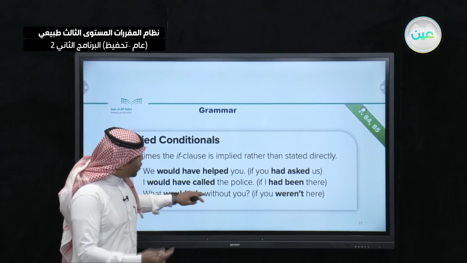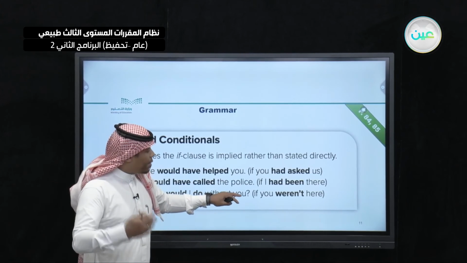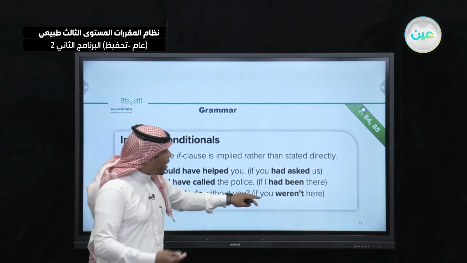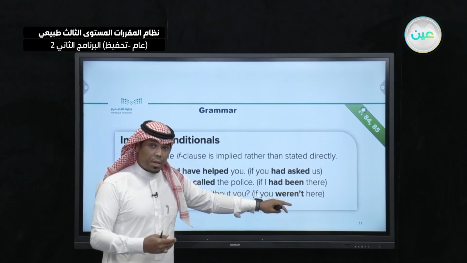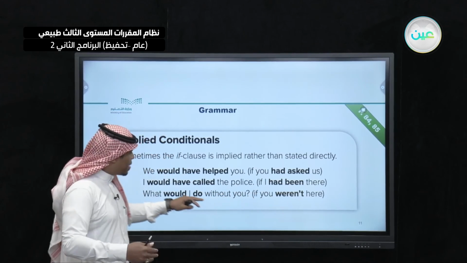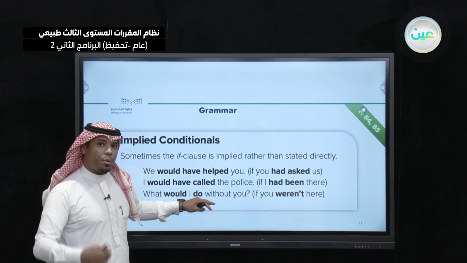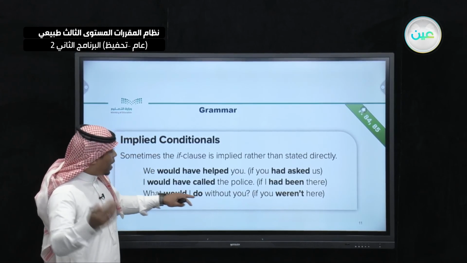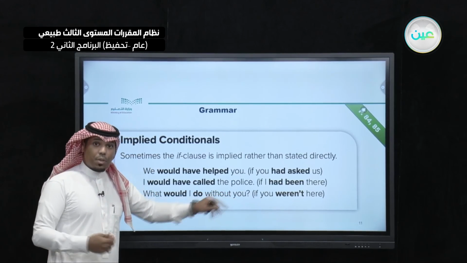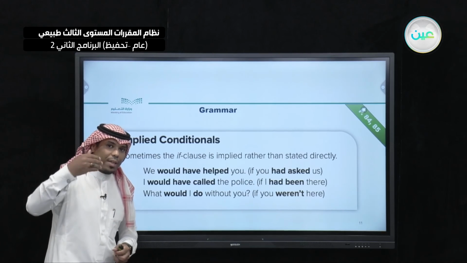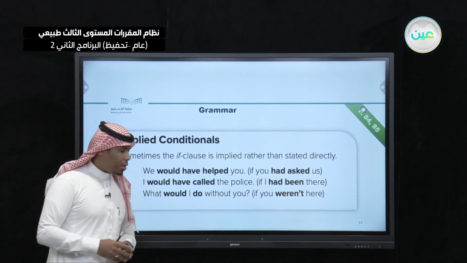What would I do without you? Now I'm implying things. If you weren't here, it means that I need your help. And what would I do without you? So now, as I said, implied conditionals.